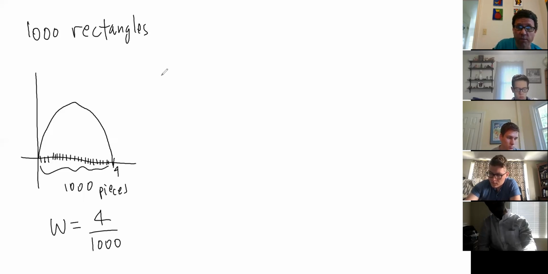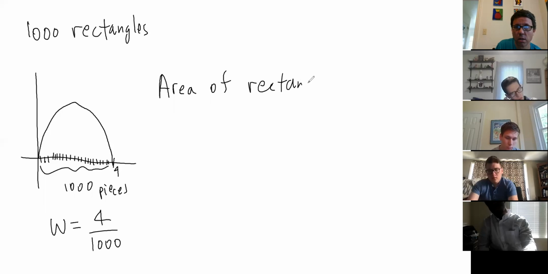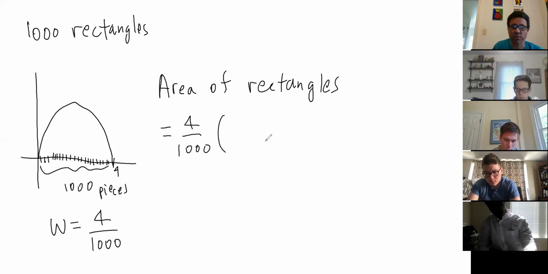In my formula for the area of the rectangles, everything just gets replaced. Instead of having a quarter on the front, I have 4 over 1,000 on the front. Instead of having 1 plus 2 plus 3 and stop at 16, it'll be 1 plus 2 plus 3 plus 4, stop at 1,000.